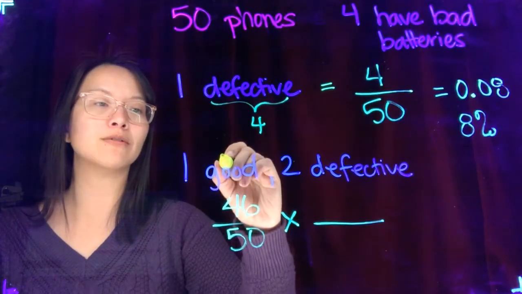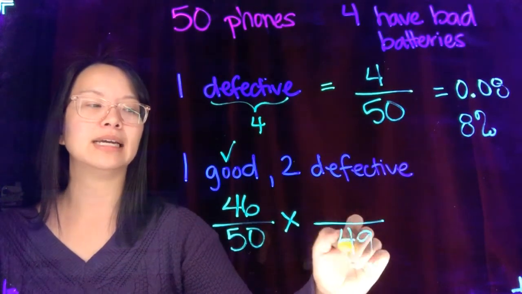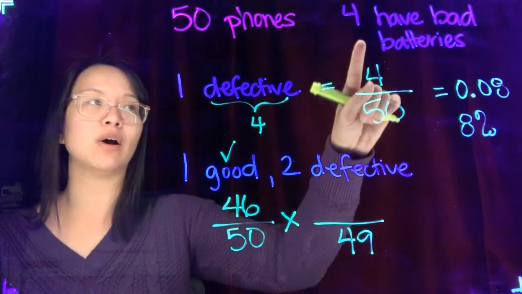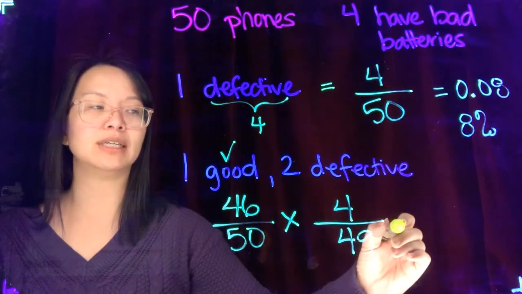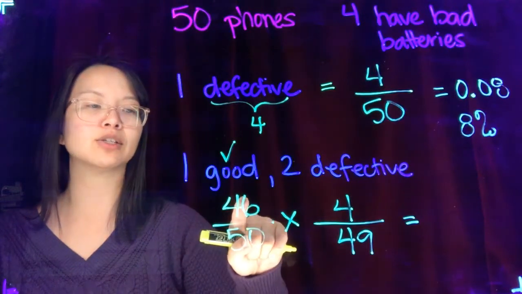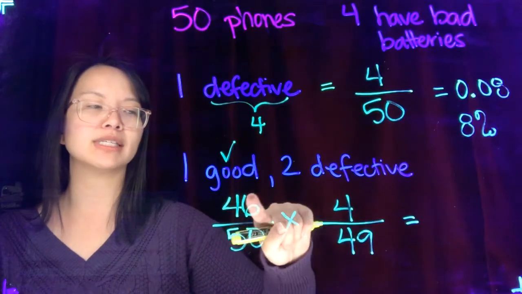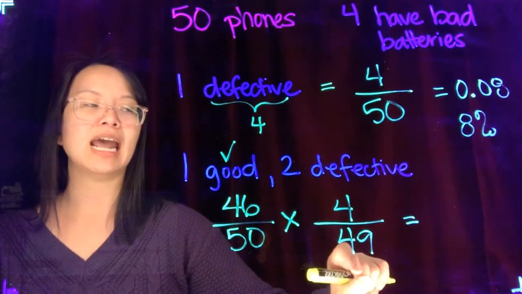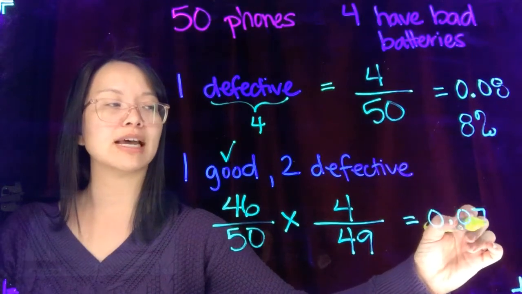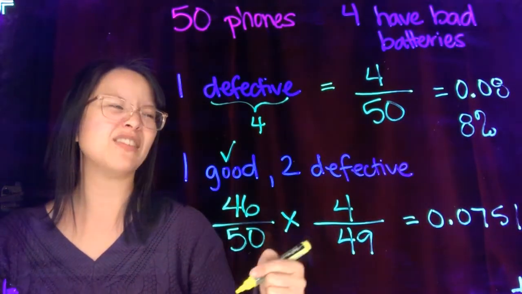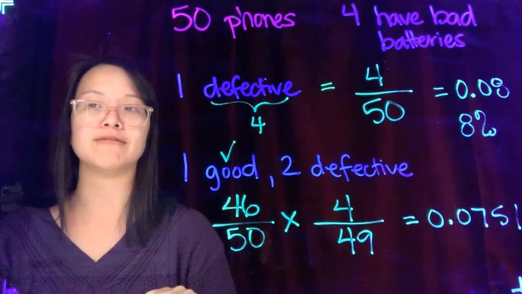Now, since I've already taken out one phone, that means I've changed my batch. I now only have 49 left in the pile. And I'm interested in defective, and I know I've got 4 of them in there, so I'll go ahead and put the 4 on top. And then what I can do is, with a calculator or with Excel, you can solve each fraction separately and then multiply them, or you can multiply across 46 times 4 and 50 times 49, and then divide the 2, and what we'll end up getting is 0.0751, or 7.5% chance that our first phone is good and our second phone is defective.